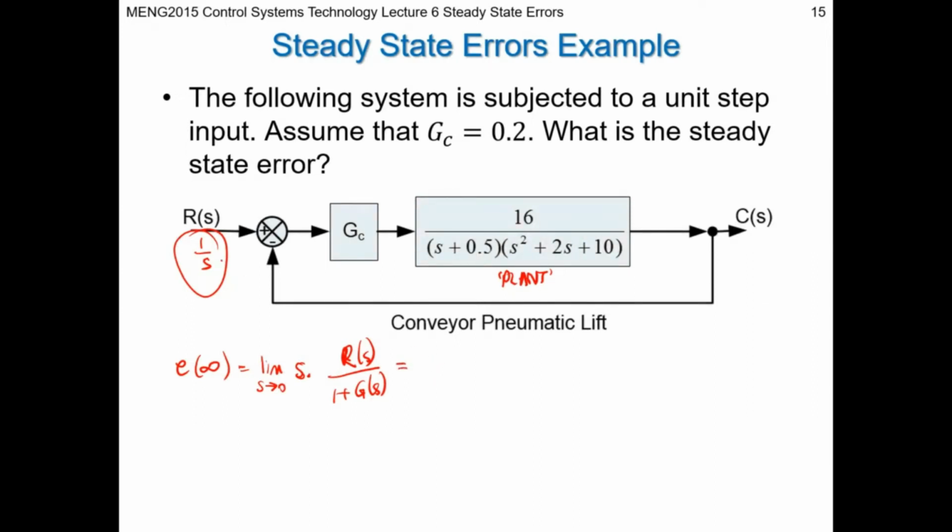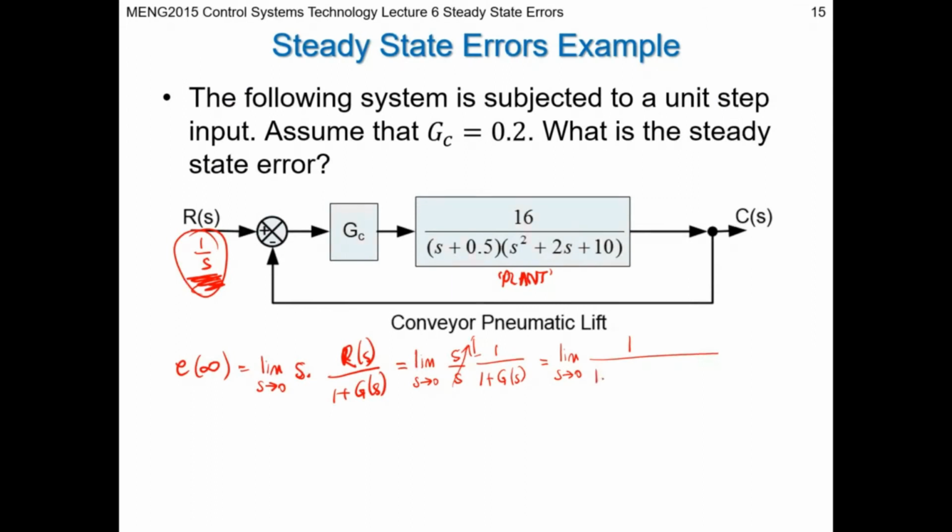Now our R(S), we said, is a step, that's 1 upon S. So that's going to be the limit of S going to 0 of S upon S. That's useful. You can see immediately they cancel out. Times 1 over 1 plus G(S). What's our G(S)? That's our open loop transfer function. So we're going to enter some values here. This cancels. Goes to 1.